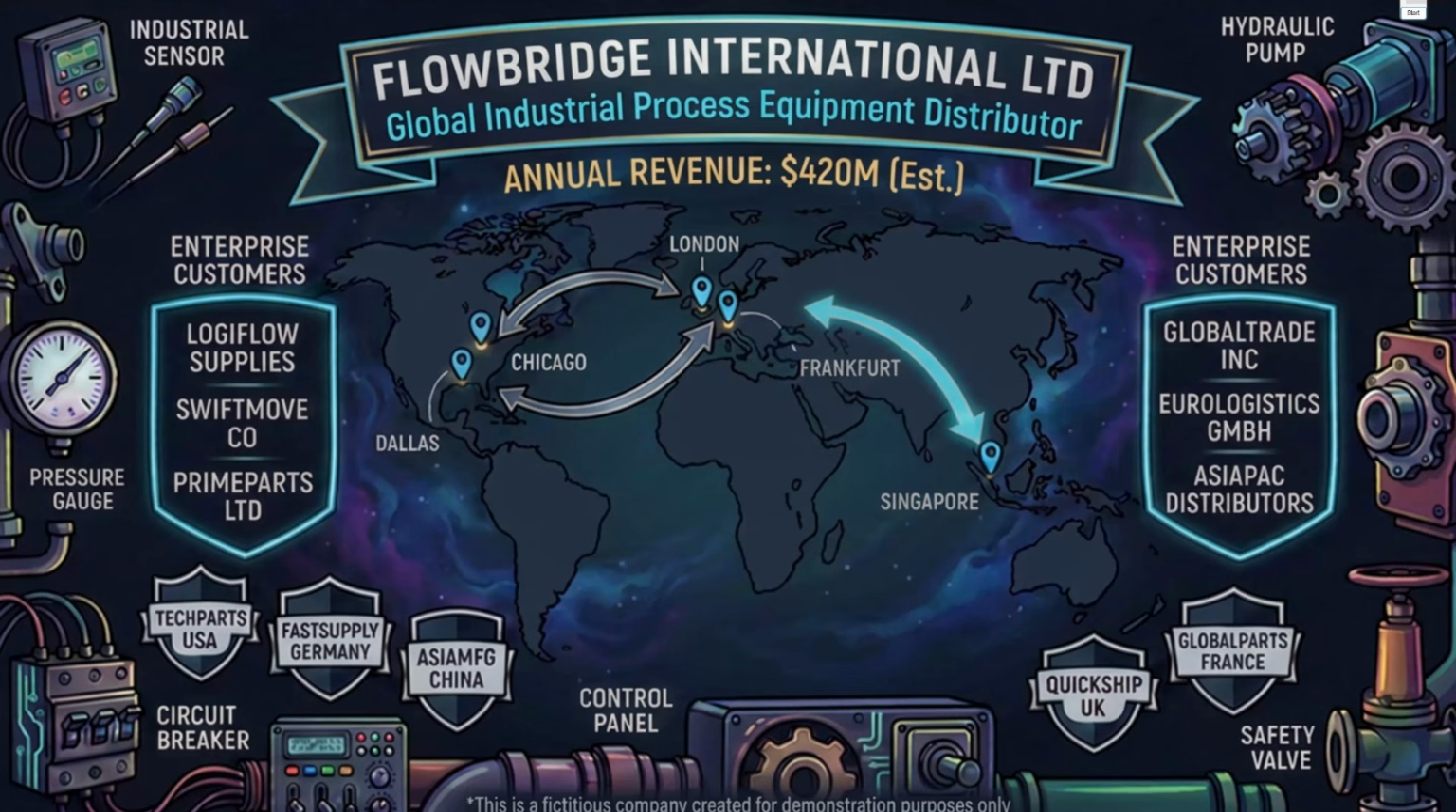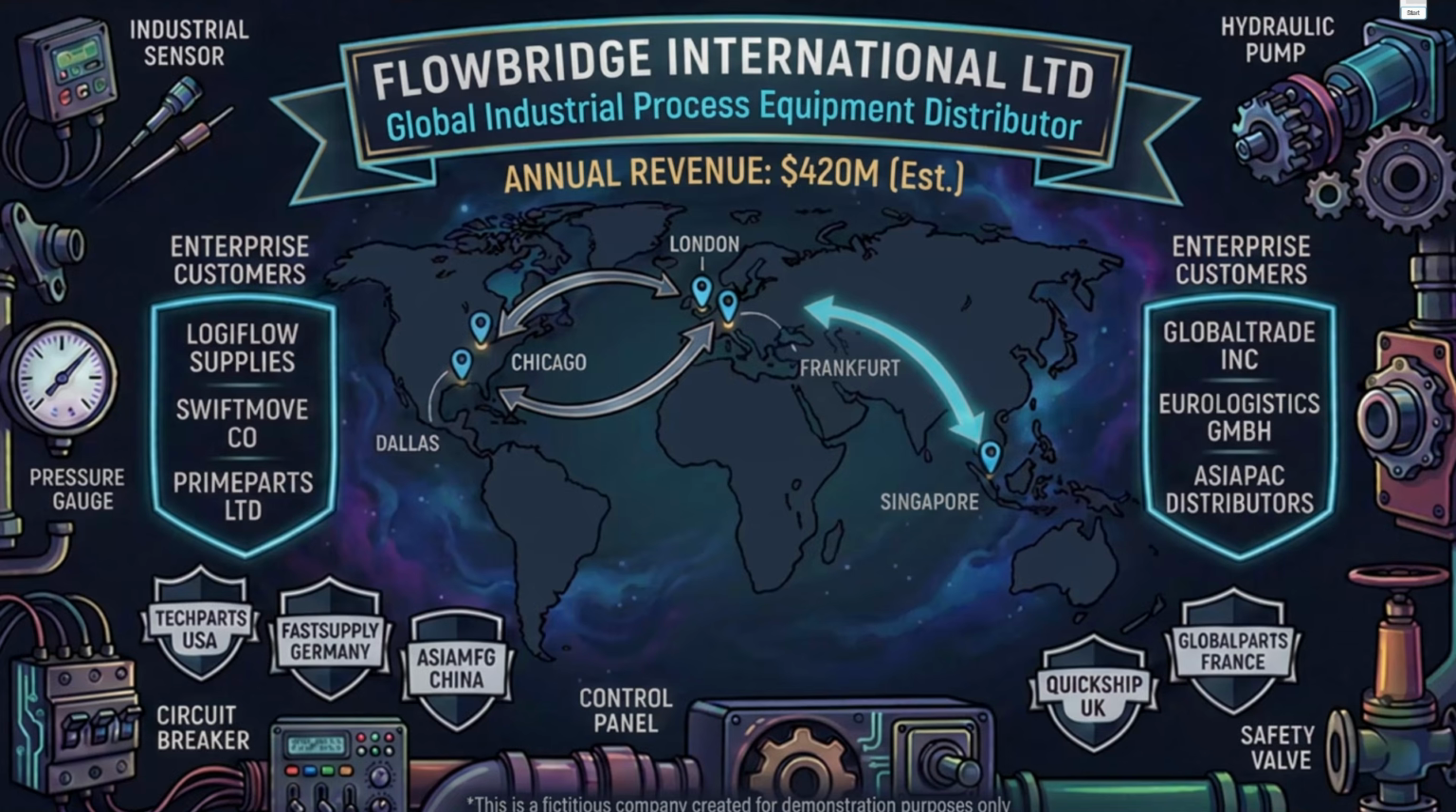Along with that, they distribute 3 categories of industrial equipment. First is electronics like industrial sensors and pressure gauges, then electrical like control panels and circuit breakers, and lastly mechanical like hydraulic pumps and safety valves.